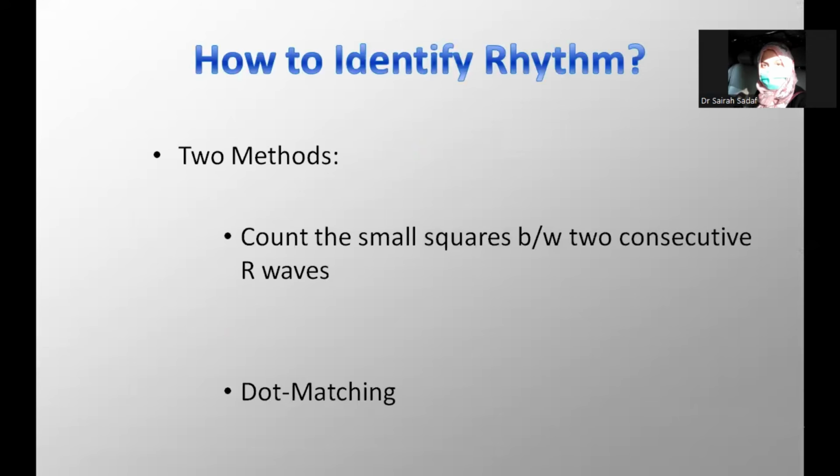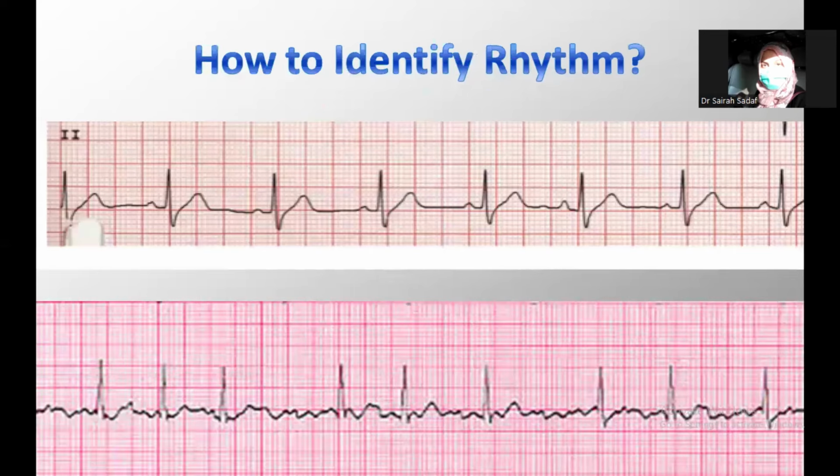It's the second last slide. Now what you have to do, how do you tell whether the rhythm is normal or not? Count the small squares between 2 consecutive R waves. Or you can also count the large squares between consecutive R waves. Or you can also do the dot matching. What is dot matching? I have to draw it for you here. Oh, yes. Okay. I will tell you what dot matching is.